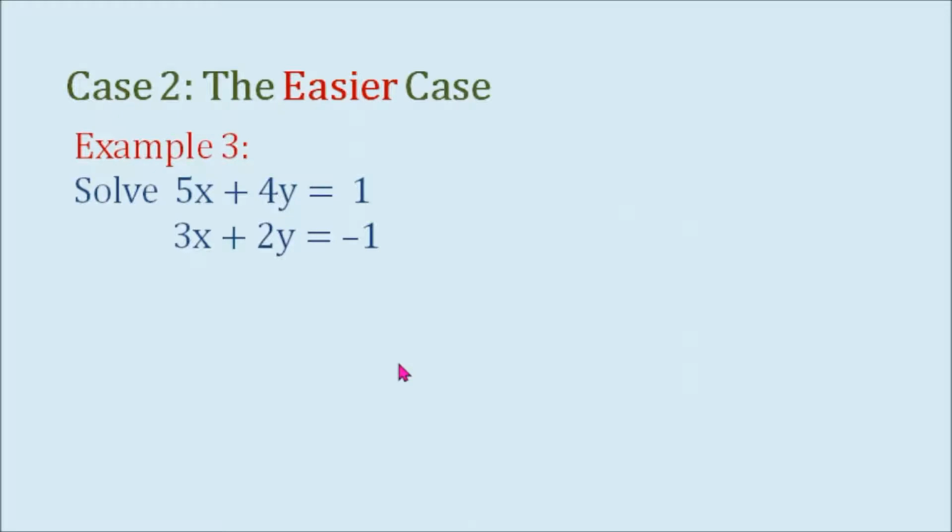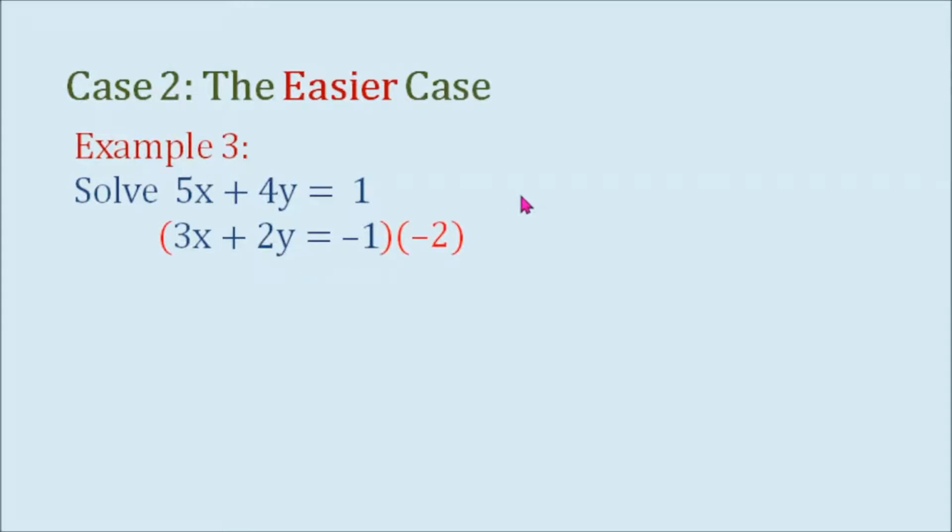Case 2, the easier case. For example, solve 5x plus 4y equals 1 and 3x plus 2y equals negative 1. Why do we call it the easier case? It's because we need to multiply one of the equations by a number to eliminate a variable. To eliminate y, we are going to multiply the second equation by negative 2.